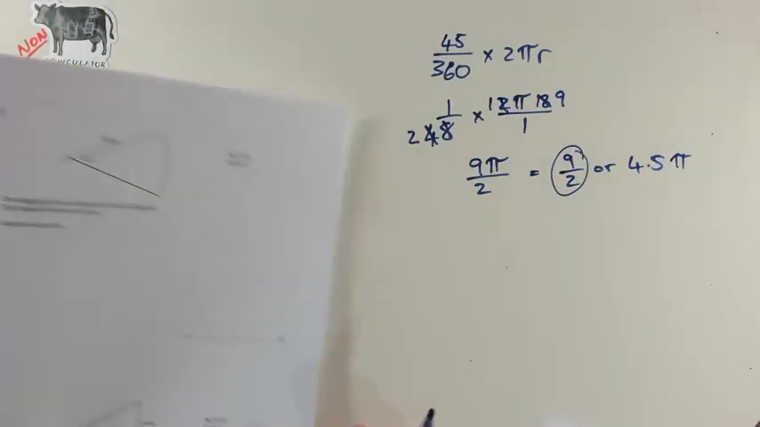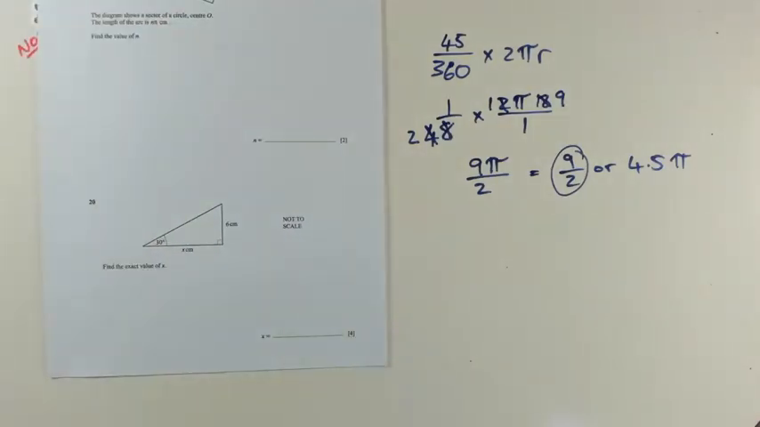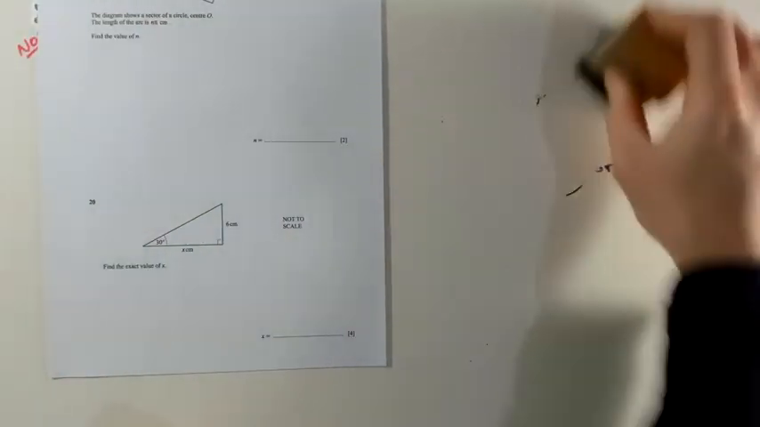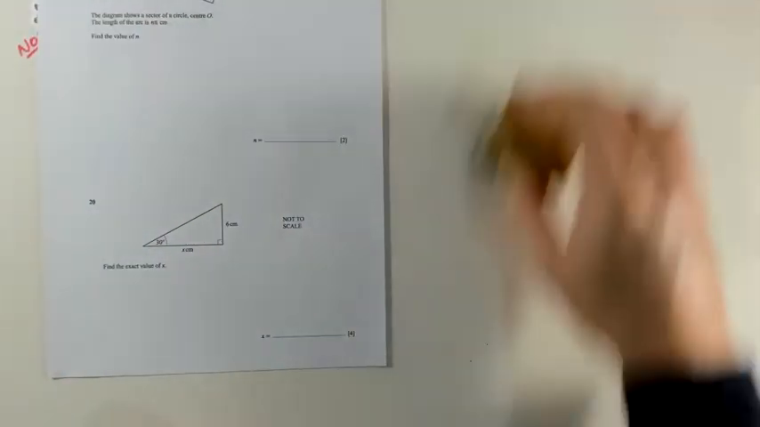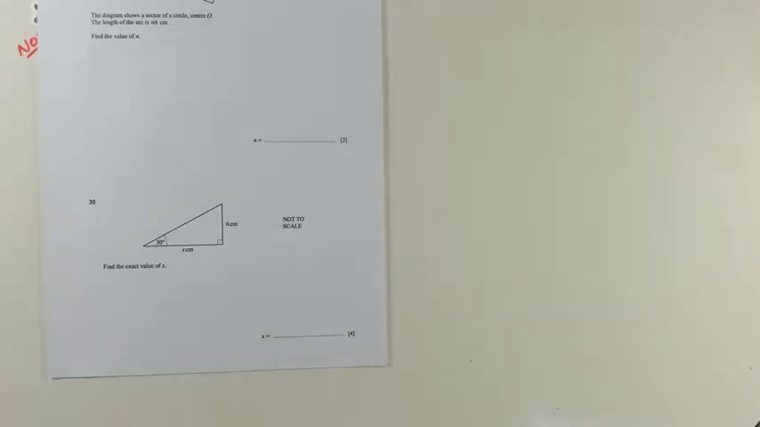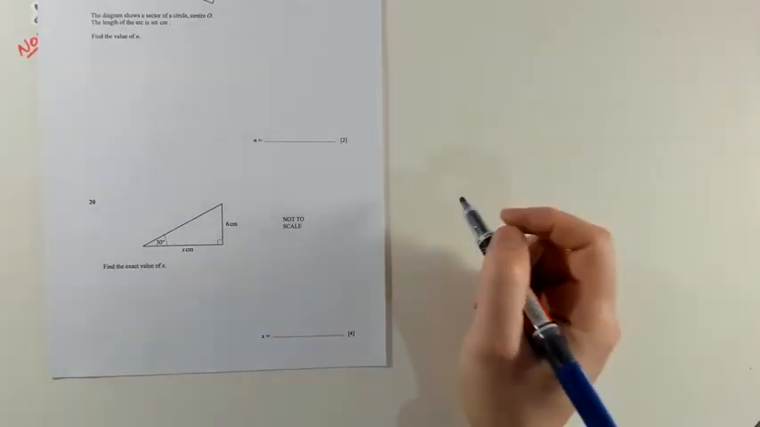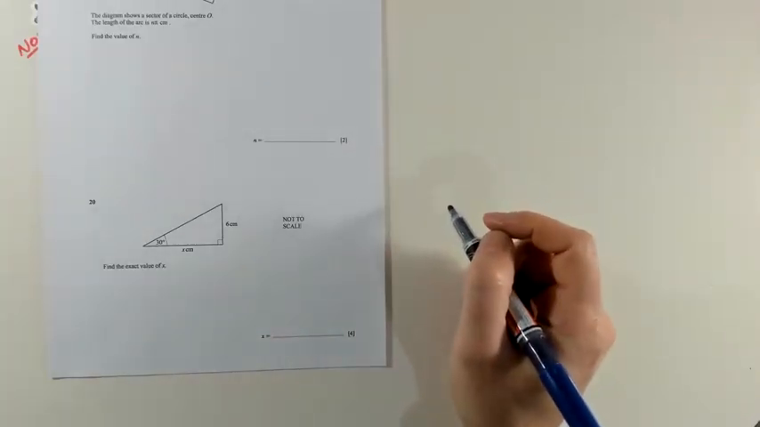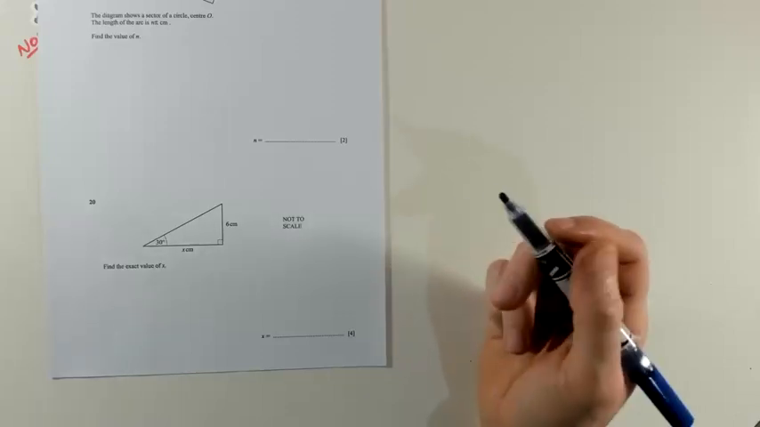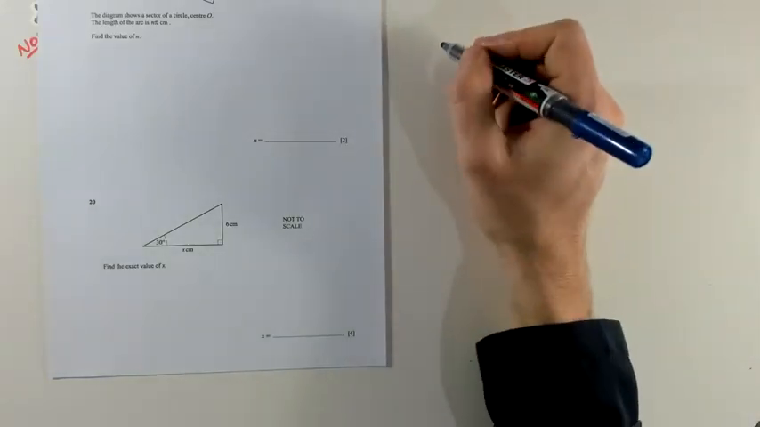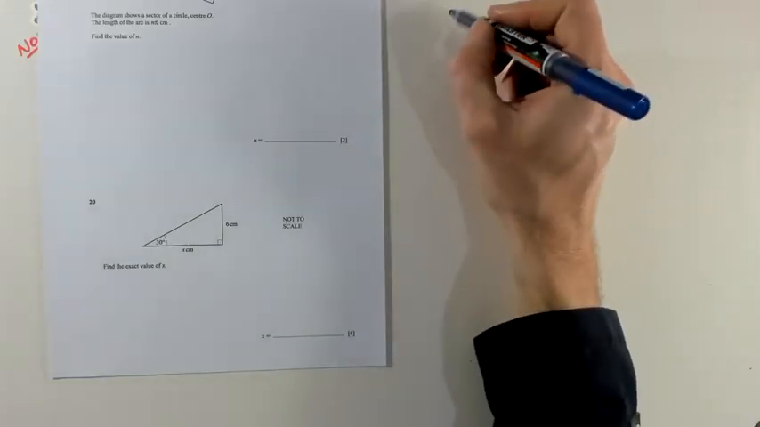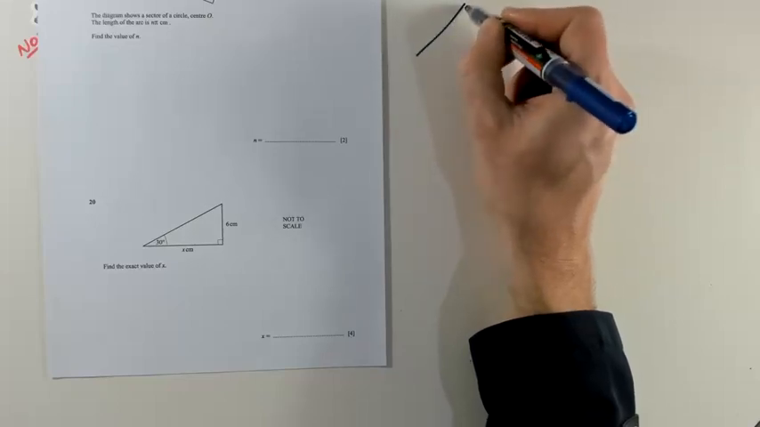Next question, we have some trigonometry, some exact values. Before I start, there's a couple of ways to find the exact values. I'm not really good at memorizing tables, so for me the easiest is just to make sure that I know these triangles.